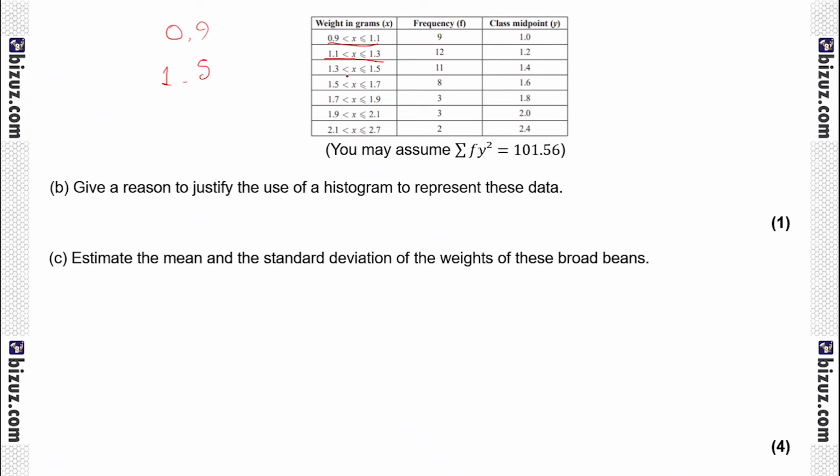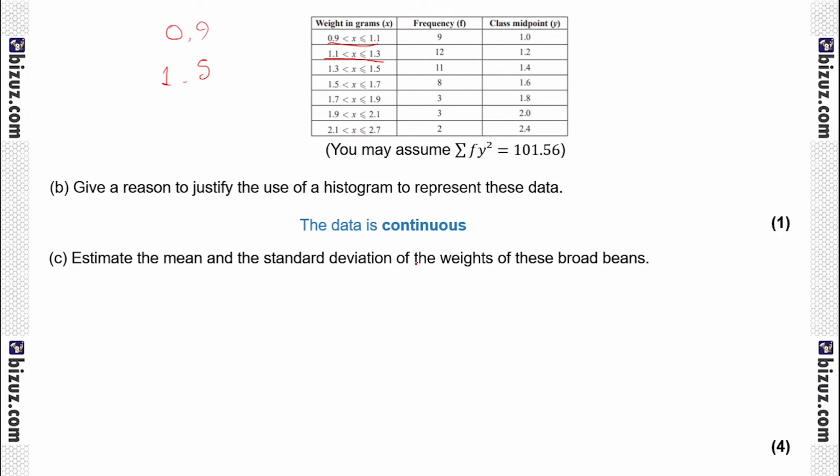So this data, as you can see, since it deals with intervals, is actually continuous data. Any data that's continuous is fit for a histogram. Discrete data you cannot represent with a histogram. It has to be continuous. All right. Next, part C.